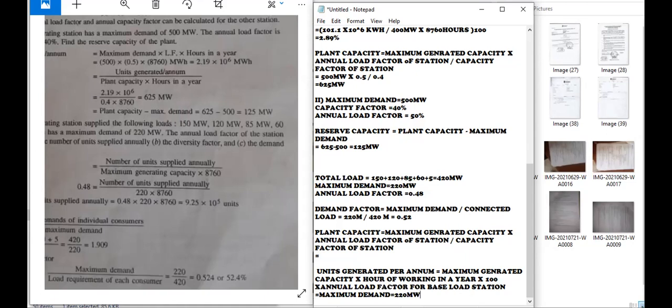Hours of working in a year is 8760, right? Yes, 8760. Times the annual load factor. The annual load factor is 0.48. Times 100. So I'm going to use my calculator. 8760 times 0.48, times 220.